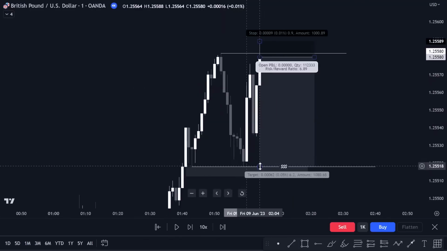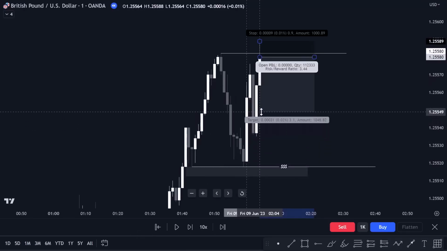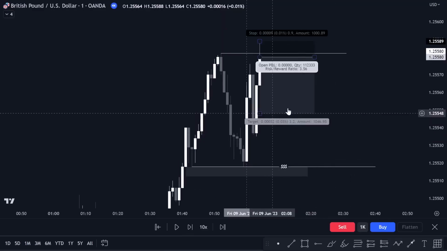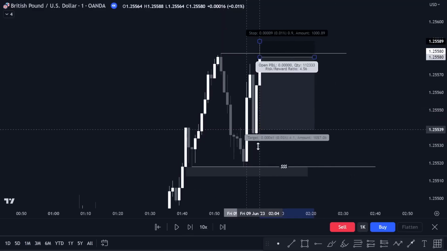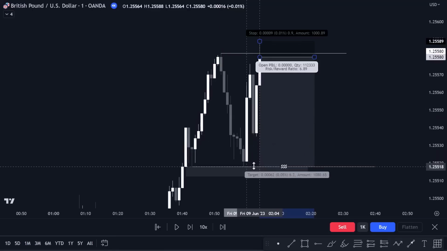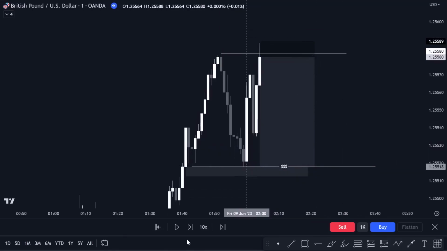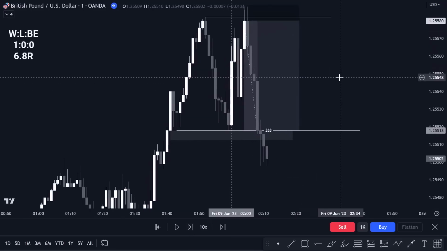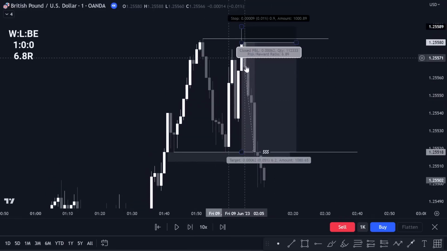So my stop loss now, this is 6.8. 3R is going to be, say, maybe somewhere in here. So basically when price reaches this point, I'll move my stop loss to break even. Now let's target this low here. Okay, that's kind of sharp. Like zero drawdown.